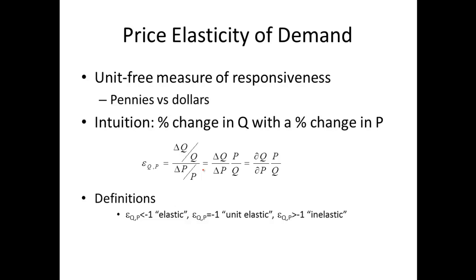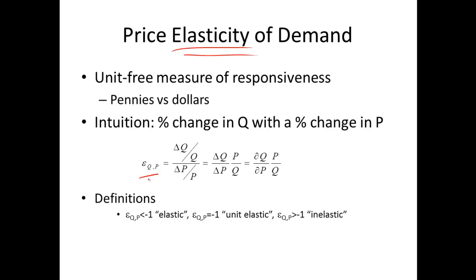One thing we'd like to have, though, is a measure of the responsiveness of the quantity demanded to prices. And we have this concept called the elasticity of demand, the price elasticity of demand. And we say it's unit free because, suppose we were denominating prices in pennies. Well, if we were denominating them in pennies versus dollars, we'd get responses that are 100 times different, even though really that's not meaningful. What's meaningful is the percent change in the quantity or the percent change in price. And so, in fact, that's how the elasticity is defined.